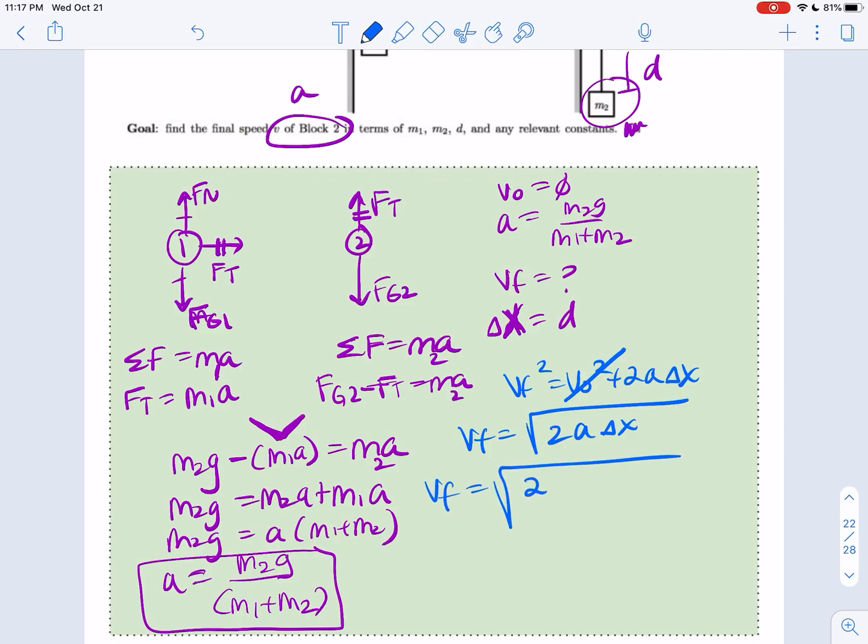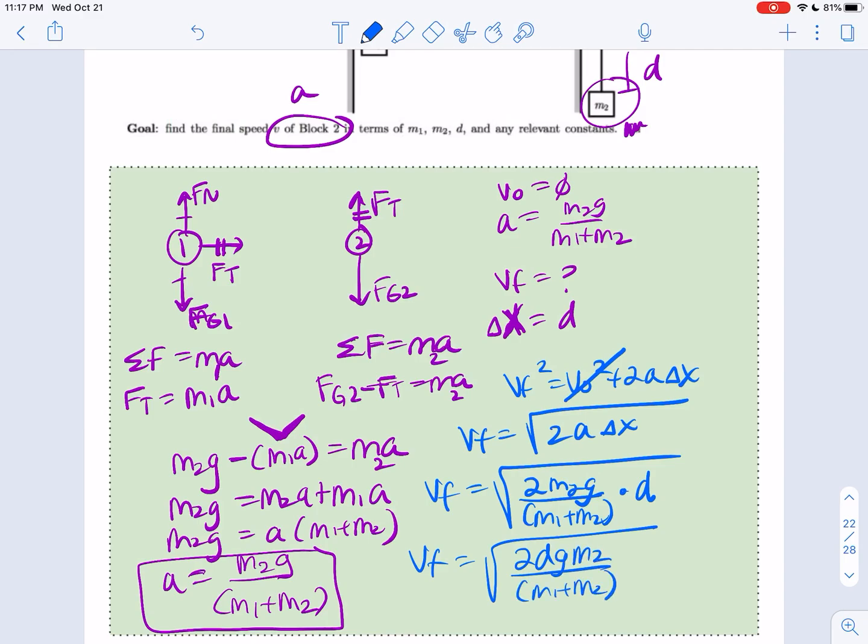So v equals the radical of 2 times m2g over m1 plus m2 times d. I guess that's as nice as it gets: 2dg m2 over m1 plus m2. It doesn't matter what order you write it in. So I have m1, m2, d, and g is a constant, so that's fine.